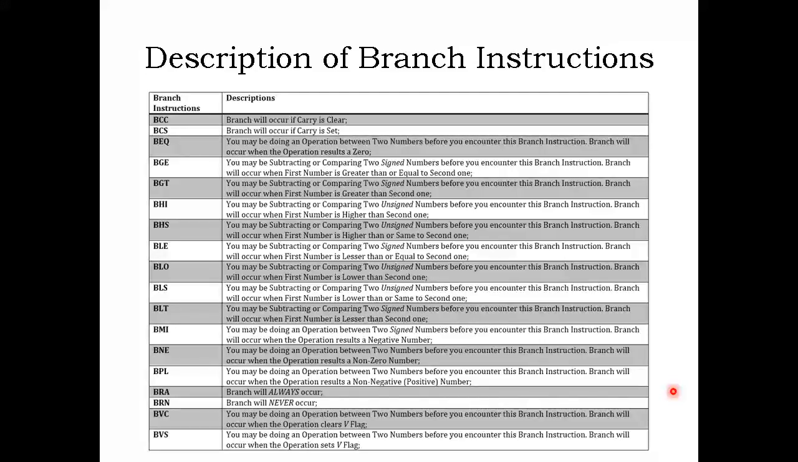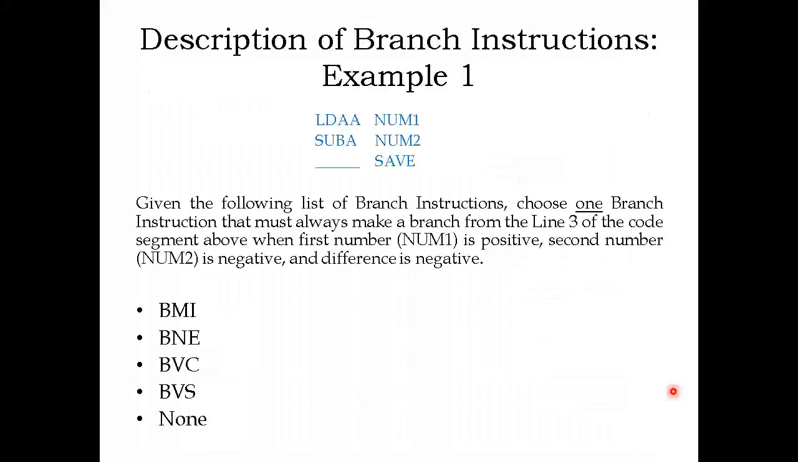And then we also have some interesting quiz questions here so that you can utilize all these descriptions there. So for an example, let's say if we give you these 3 lines, and if we ask you that given the following list of branch instruction, choose one branch instruction that must always make a branch from line 3 of the code segment above when first number is positive and second number is negative.